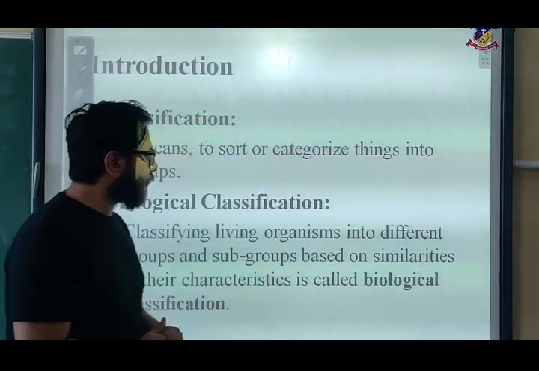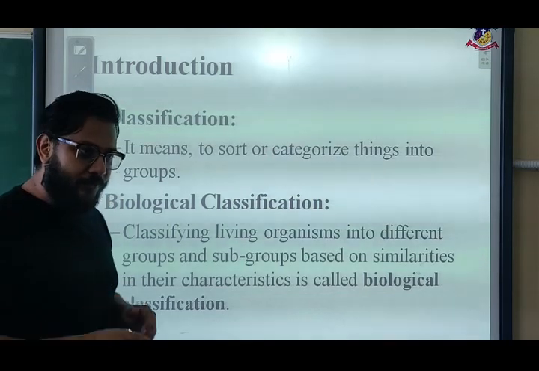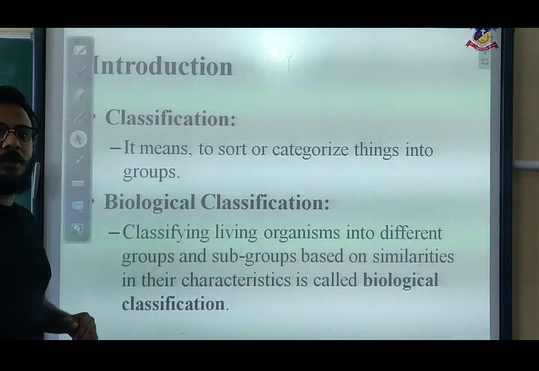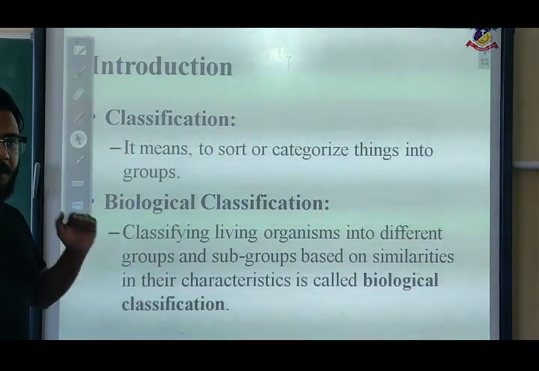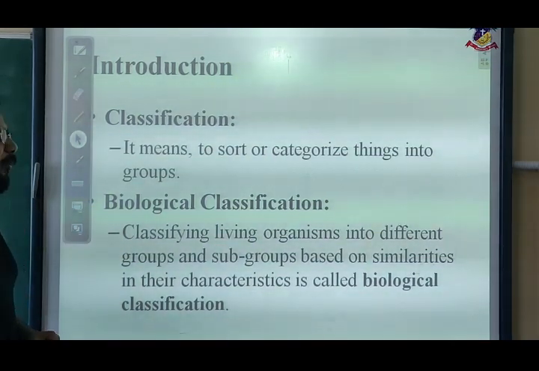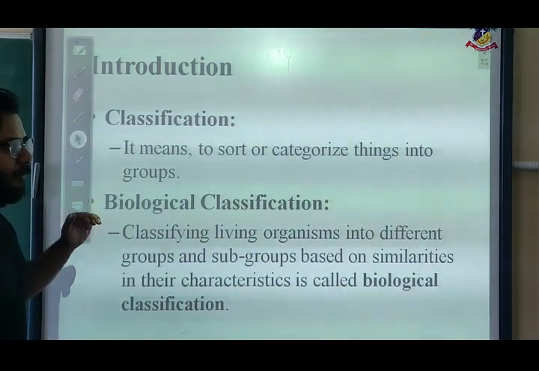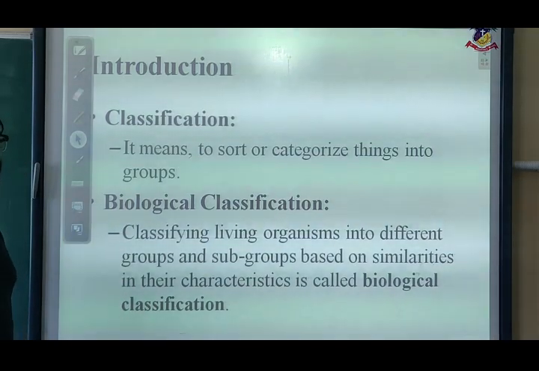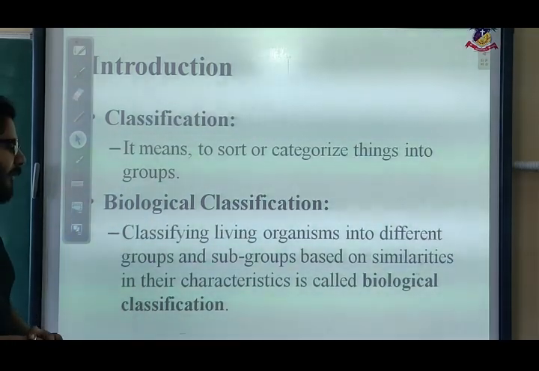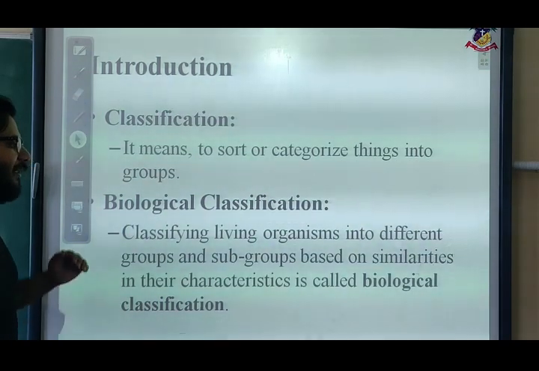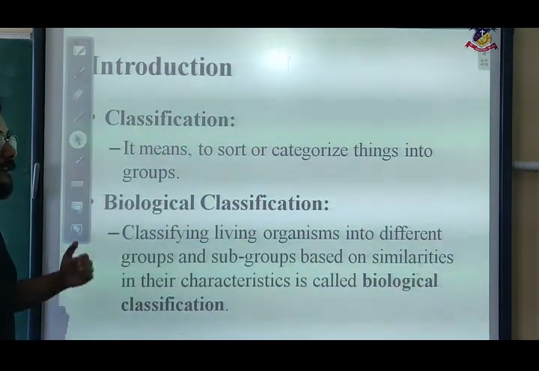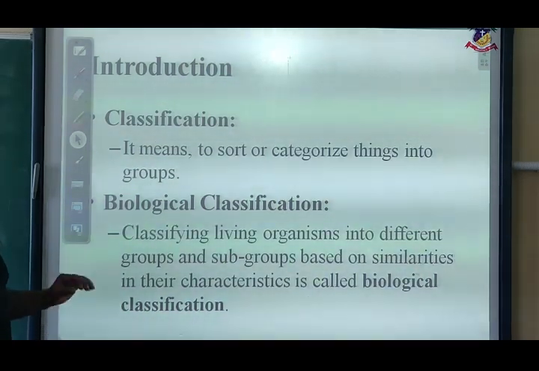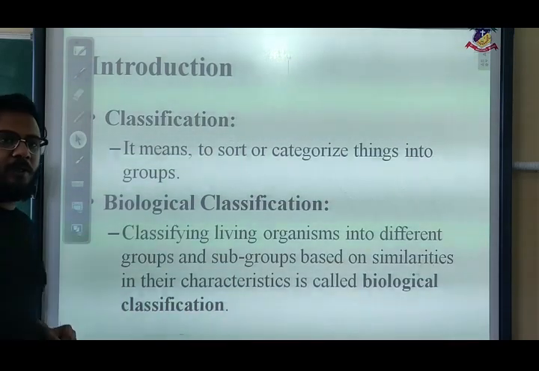Okay, so since we understood classification, let's delve deeper into the kingdom classification. And before we get there, there's another important thing that we need to know, that is biological classification. Let's look at the definition. Classifying living organisms into different groups and subgroups based on similarities in their characteristics is called biological classification.